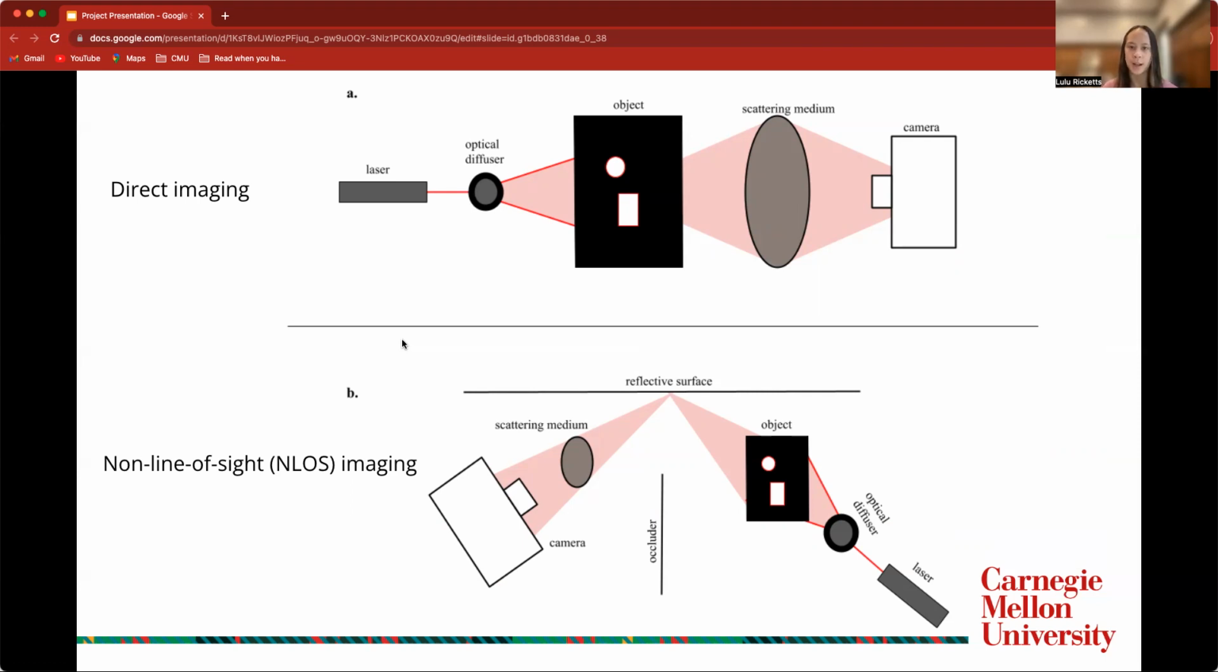So the direct imaging setup has applications in the medical field, such as imaging blood cells through biological tissues, and the non-line of sight imaging has applications in things like the robotics sector to aid in seeing around corners or providing environmental cues that aren't available with traditional RGB imaging techniques.